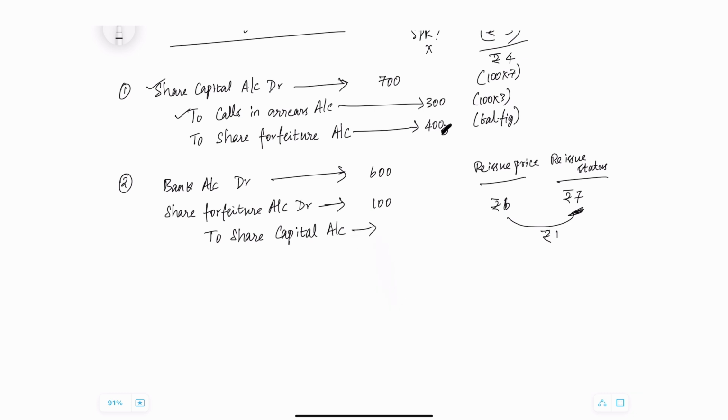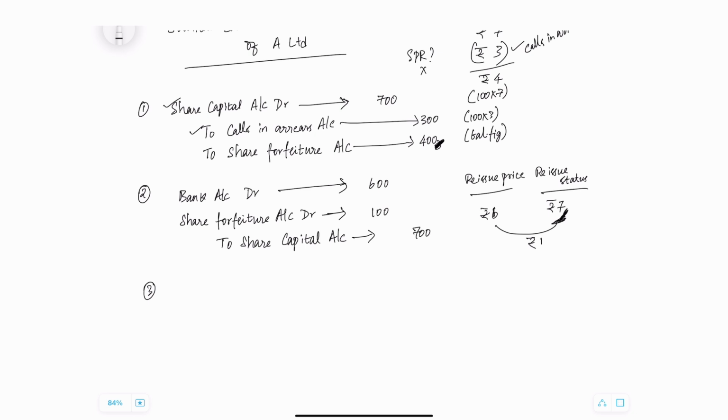And then share capital is always the number of shares reissued into reissue status. Here reissue status is 7 per share. Therefore, here it will be 700 rupees. 100 into 6, 100 into 1, 100 into 7. That concludes our second entry of reissue.